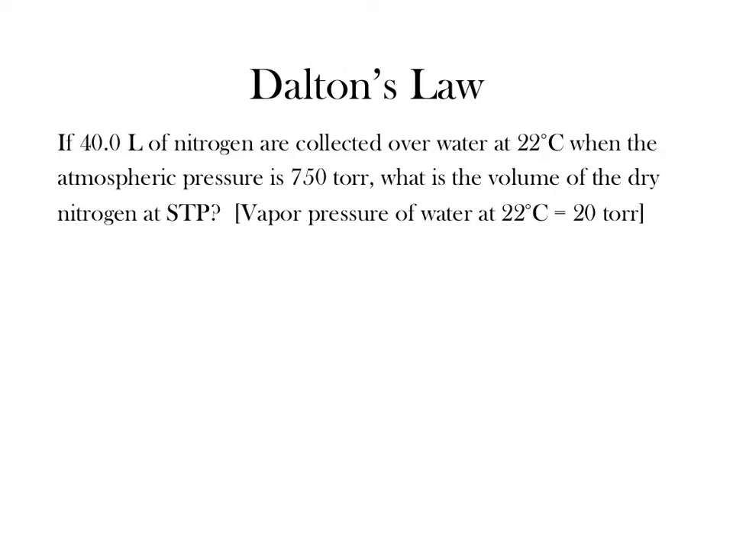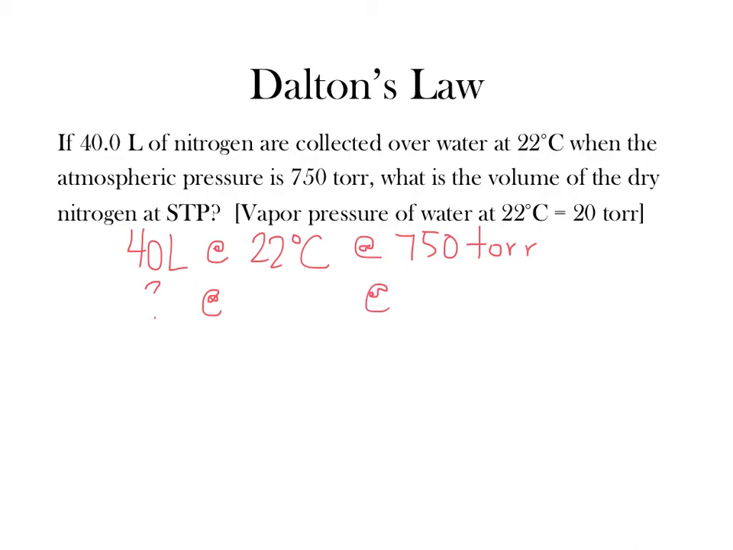If 40 liters of nitrogen gas are collected over water at 22 degrees, so this is the wet gas, when the atmospheric pressure is 750 torr, what is the volume of the dry gas at STP? So remember, STP, standard temperature and pressure, is 0 degrees Celsius, not 25 degrees Celsius. And STP is 1 atmosphere, or 760 torr. Here I'm going to use 760 torr because they already gave me a torr, just to make sure the units will match up.